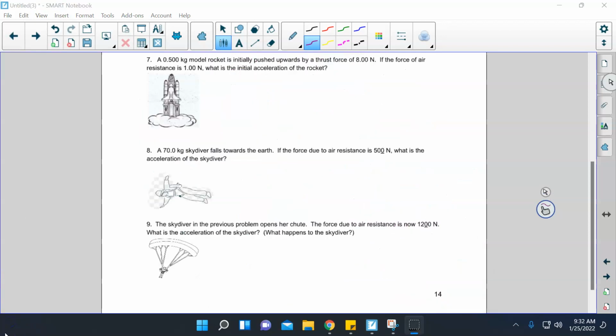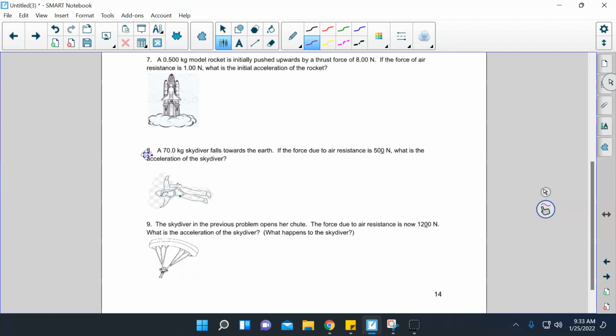We will continue with one more problem on the back side of worksheet 2, and then I'm leaving you guys with the rest of the problems to do. I think that's 6 problems, because if I do 3 and there's 9, you should be able to do the rest. And this one's just a little bit different. So I'm looking at number 8 here. I have a skydiver that's falling towards the earth, and they told me the force due to air resistance was 500. What is the acceleration of the skydiver?